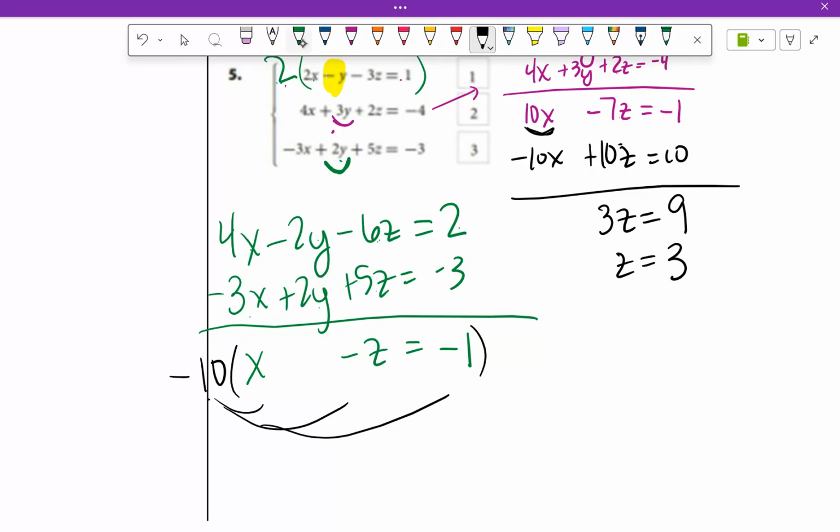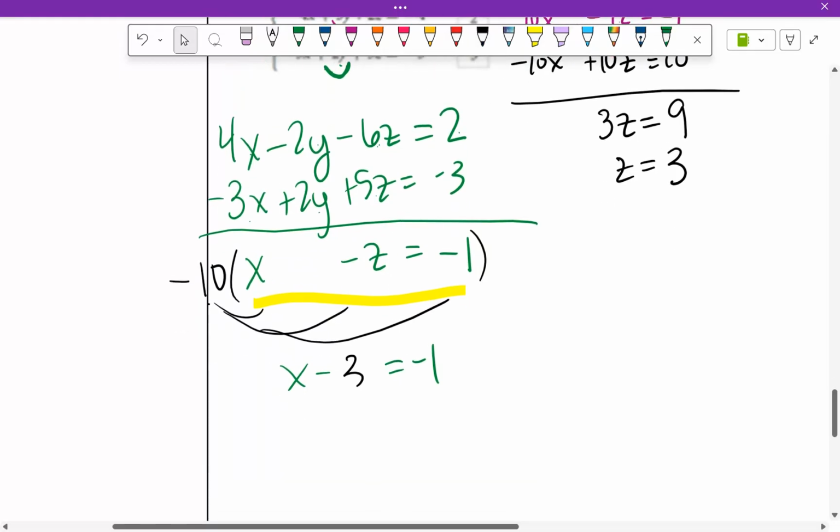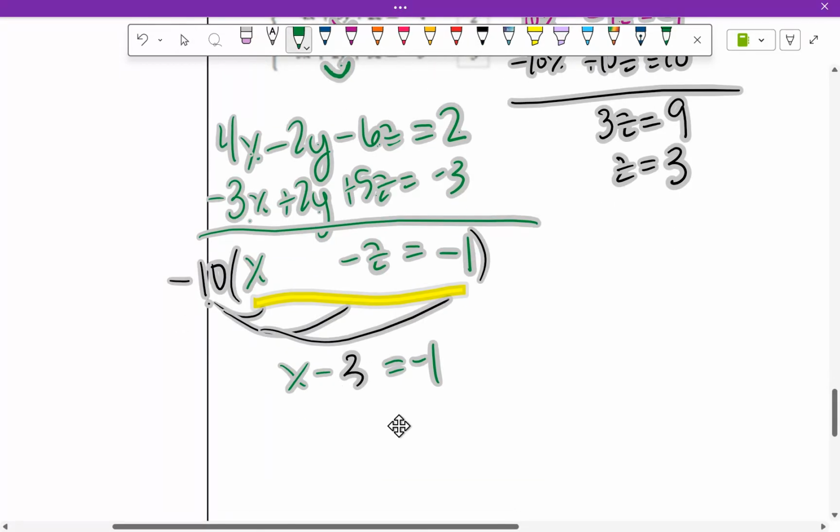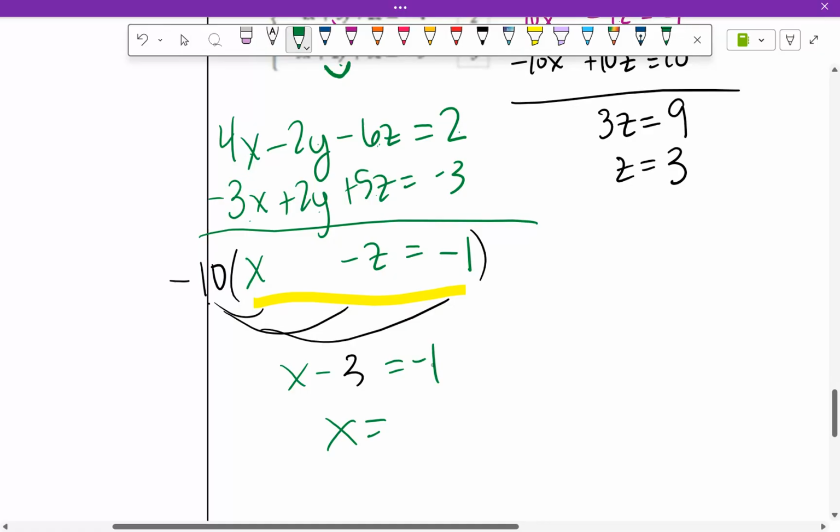I'm going to choose to substitute that back here into this green equation. So I have x minus, and I'm plugging in the 3. I'm going to add the 3 to the other side. So -1 plus 3 is 2.